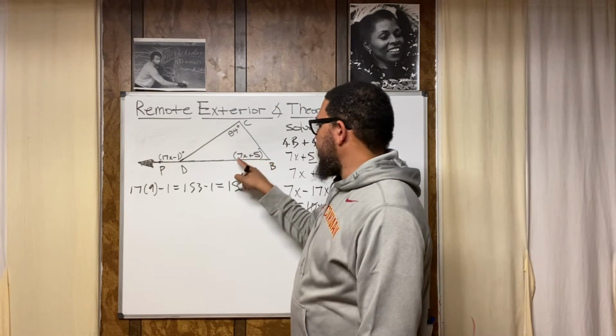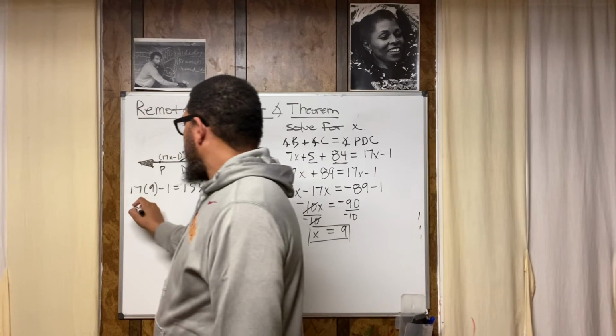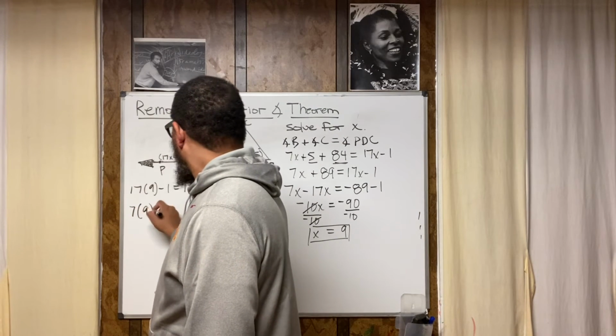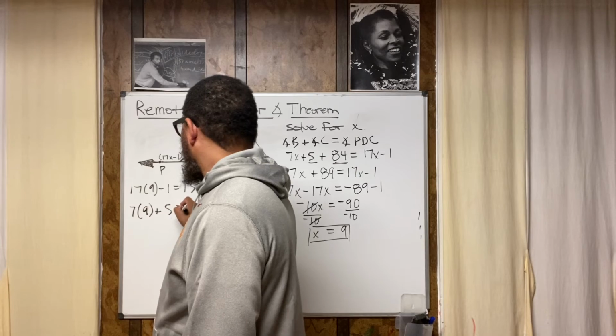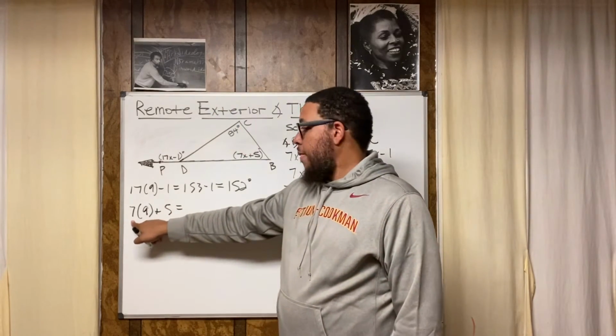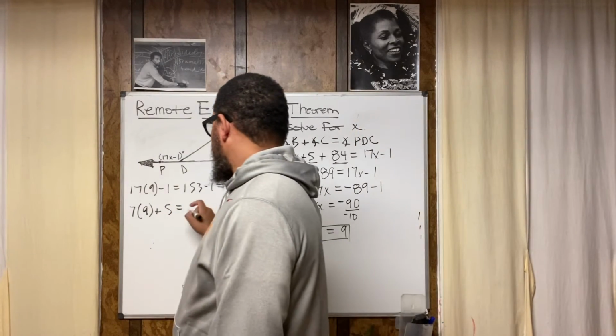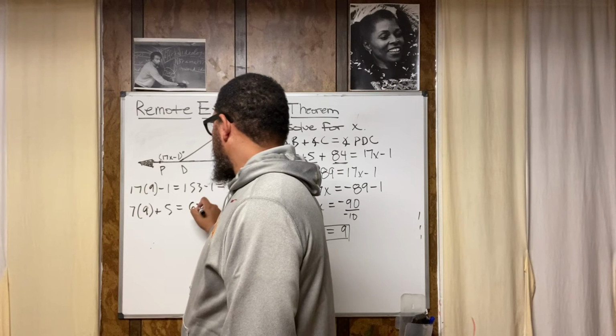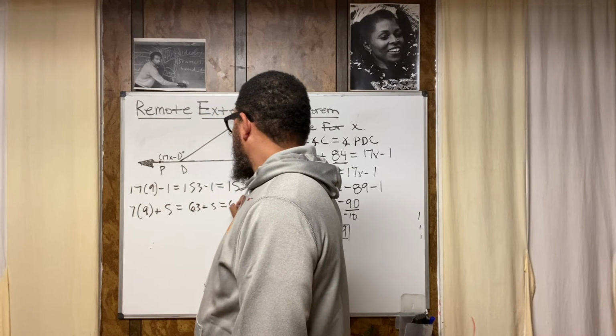So now let's see what this angle is. That's 7 times 9 plus 5. Now we got to know our multiplication facts for this. 7 times 9 is 63. 63 plus 5 is going to be 68.